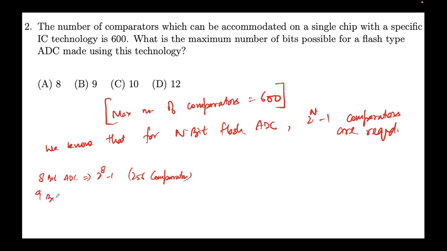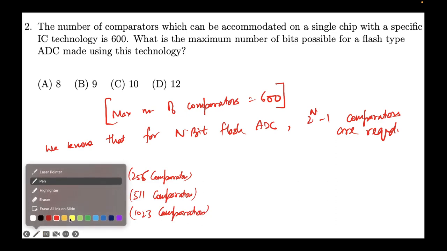For a 9-bit ADC, we require 2^9 minus 1, it will require 511 comparators. This will also work. 9 bit will work because we have 600 available. For 10 bit, we require 2^10 minus 1, that is 1023 comparators.